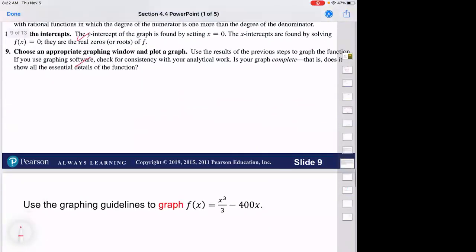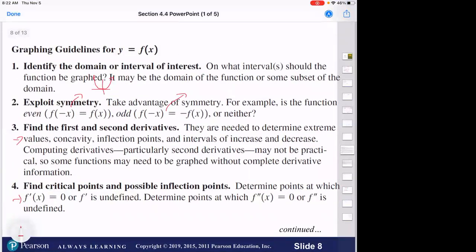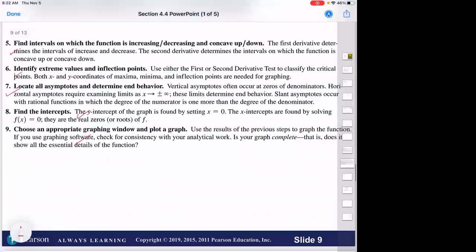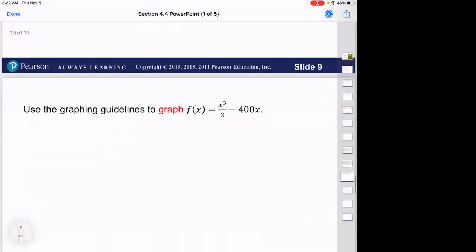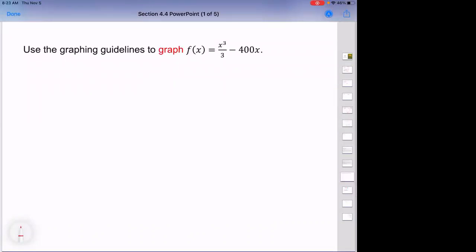Okay, it would help you understand if you have this in front of you, a textbook or anything. So with that information, let's try to follow all those steps and graph this function.